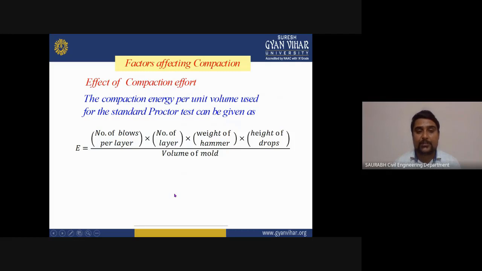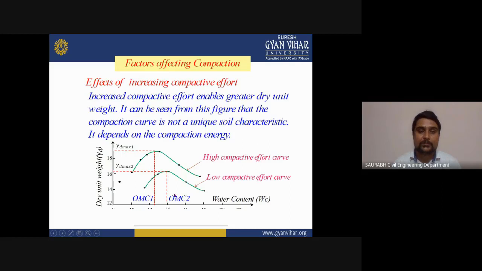Now, effect of compaction effort. What kind of effort do you have to use for proper compaction? As you can see, the compaction energy per unit volume used for the standard Proctor test can be given as E equals number of blows per layer times number of layers times weight of the hammer times height of drop, over volume of the mold.